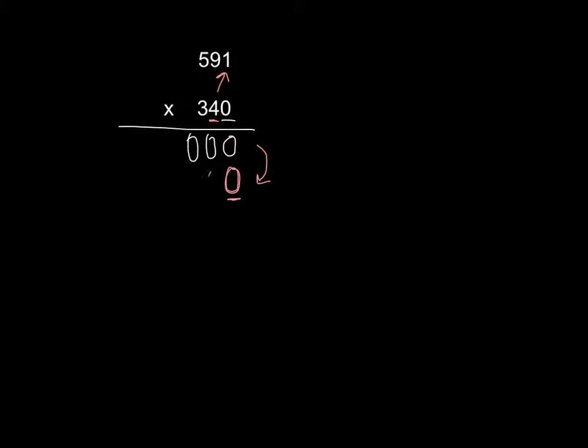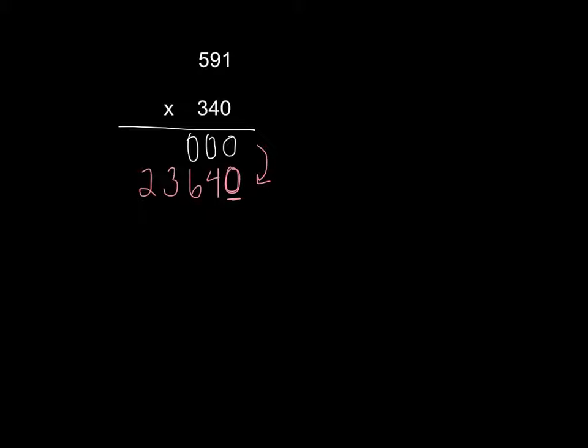4 times 1 is 4. 4 times 9 is 36. Carry the 3. 4 times 5 is 20. 20 plus 3 is 23. And I just bring the 2 down with me. Once again, I'm going to erase everything I carried. Or if you just want to scratch out the number, just make sure you're getting rid of it so you don't reuse it.